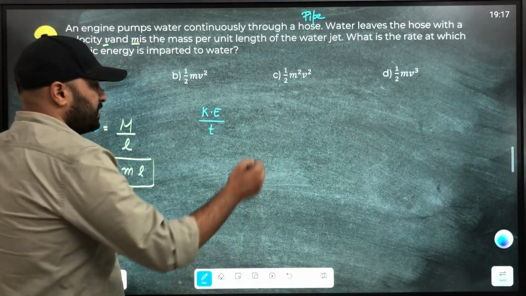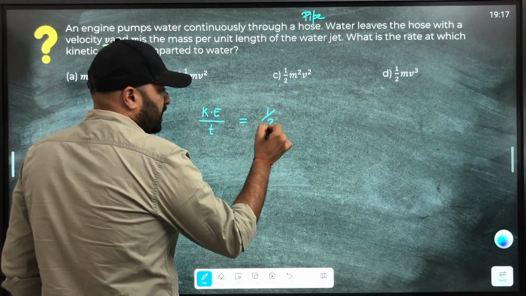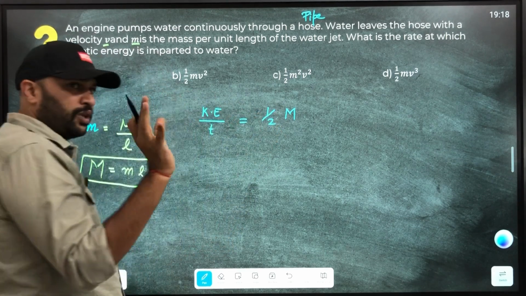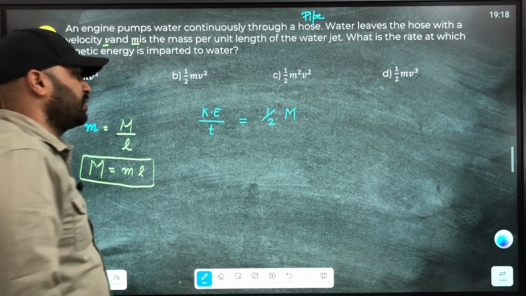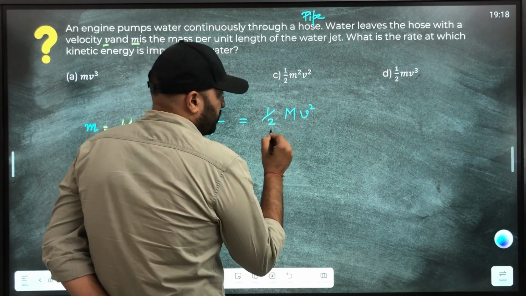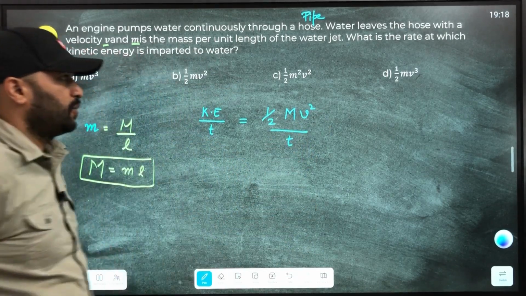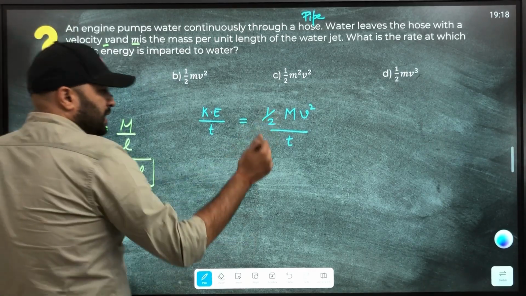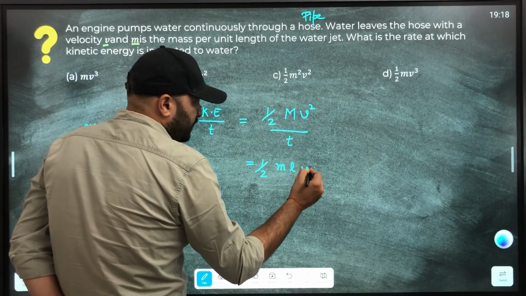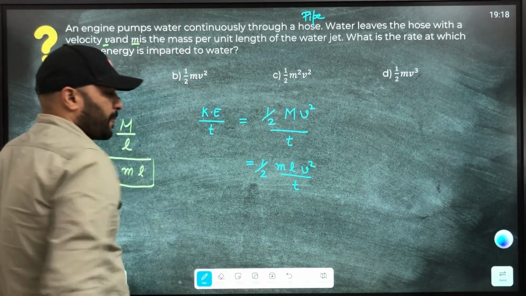Now what is kinetic energy? Sir, kinetic energy is nothing but half capital M I am putting. Why? Because in this case, capital M is the actual mass, and small m is the mass per unit length. So it is half M v square, correct? Per unit time. That's the rate. Okay, fine, sir. No issues in this. And what about M? Sir, M is nothing but small m into L into v square by t. I hope this is clear.